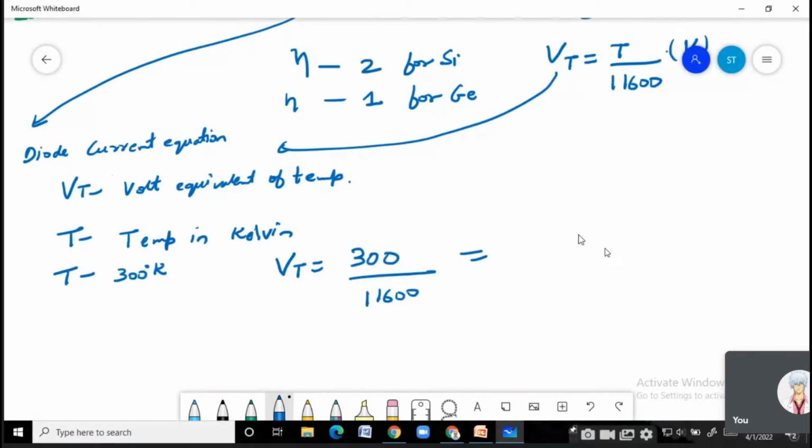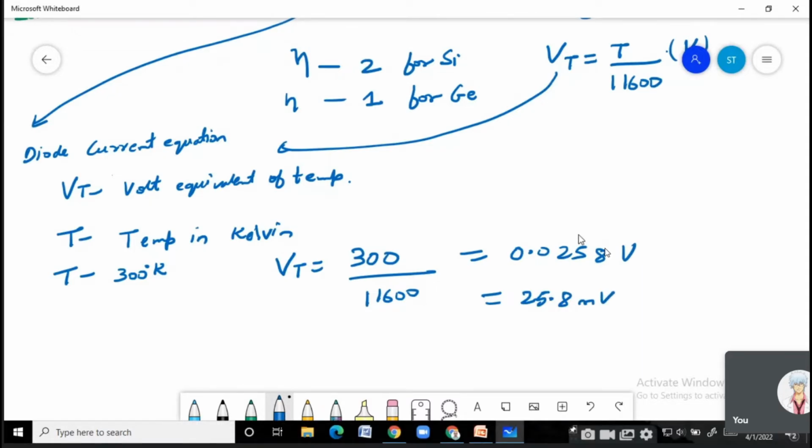What is the value of this VT? 0.0258 volt, and this is called 25.8 millivolts.